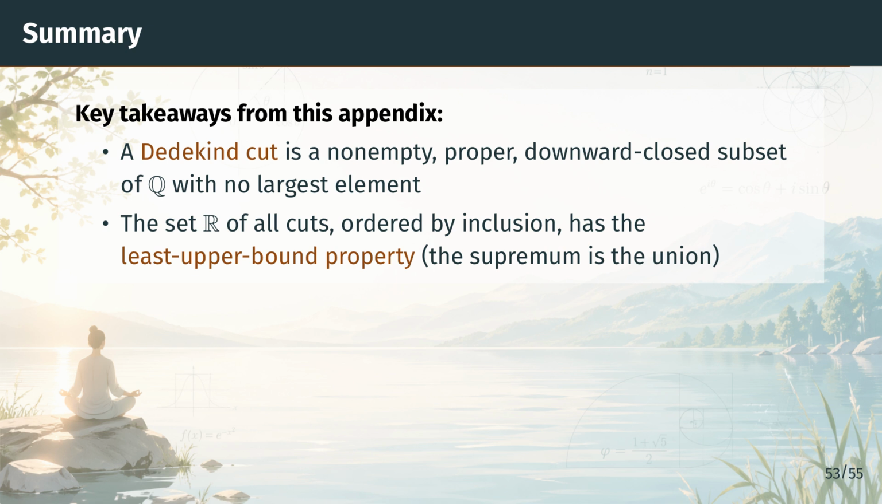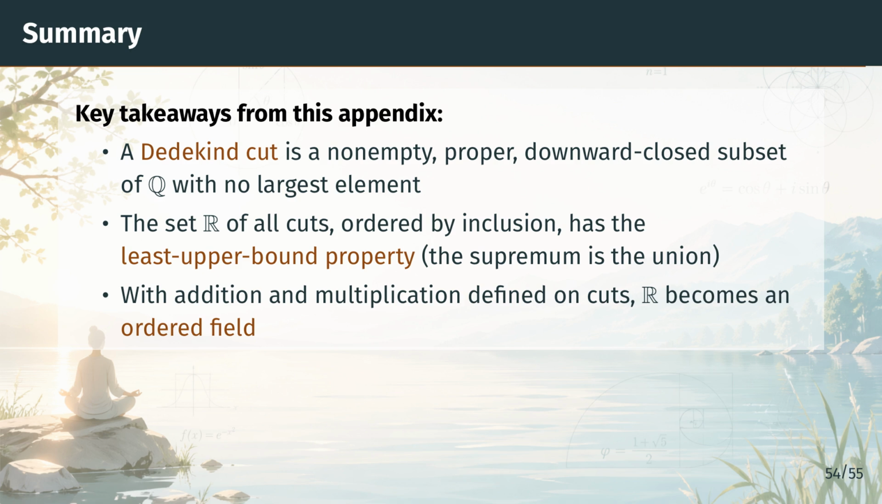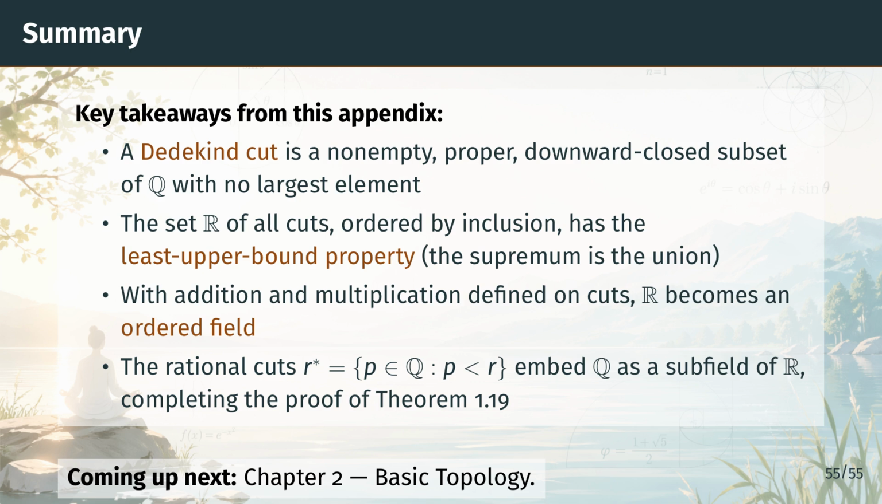This is the central insight of the construction, but we also needed arithmetic. By defining addition as pairwise sums and multiplication carefully by cases, the set of cuts becomes a full ordered field, and the final piece of the puzzle is the connection to the rationals. Finally, every rational number corresponds to a rational cut, and this correspondence preserves all arithmetic and order. This completes the construction of the real numbers and the proof of Theorem 1.19.